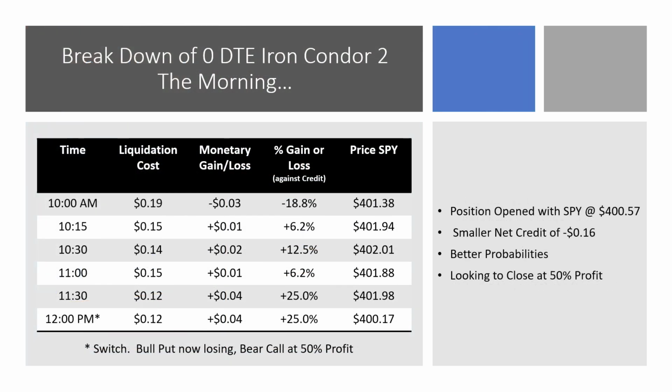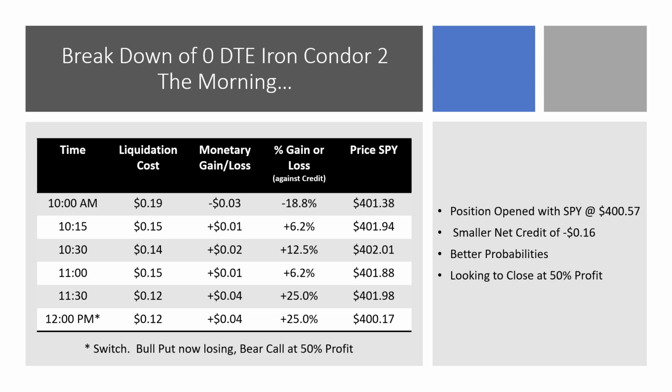Remember, we took in 16 cents of net credit at about 9:39 in the morning. Position was open when SPY was at $400.57. We did look at better probabilities, of course, because we got in trouble the day before. At 10 a.m., debit to close all 4 legs was 19 cents. This would have been a 3-cent loss on the spread, or minus 18.8% against the 16-cent net credit. SPY was at 401.38. At 10:15, the debit to close was 15 cents. So we would have kept a 1-cent profit, or 6.2%, against the 16-cent net credit.